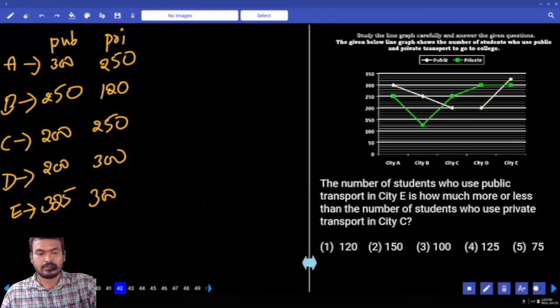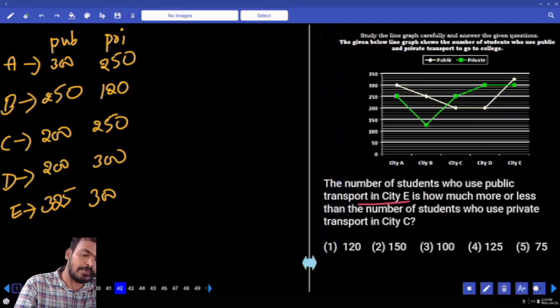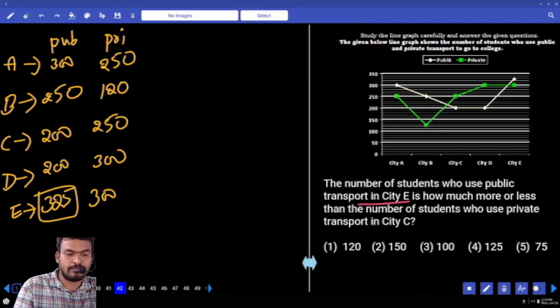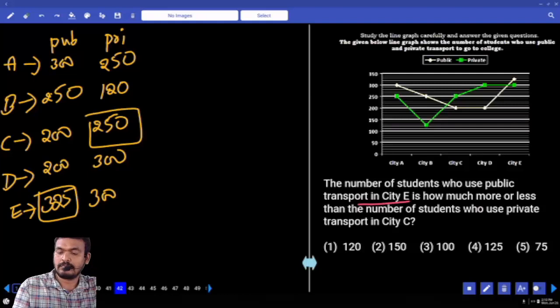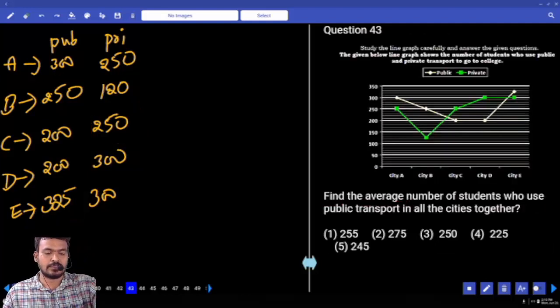Next, question 42. The number of students who use public transport in city E is how much more or less than the number of students who use private transport in city C? Public value in city E is 325. City C private value is 250. How much more? 75 more.